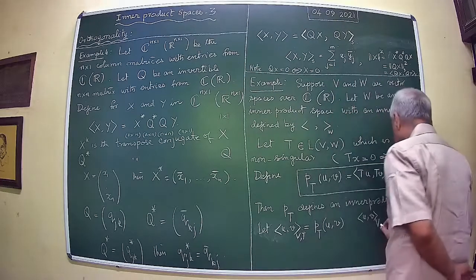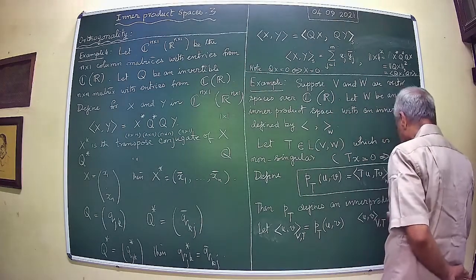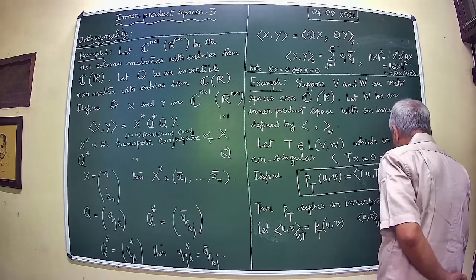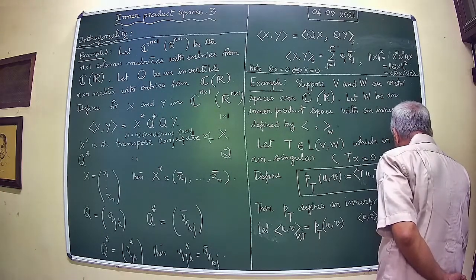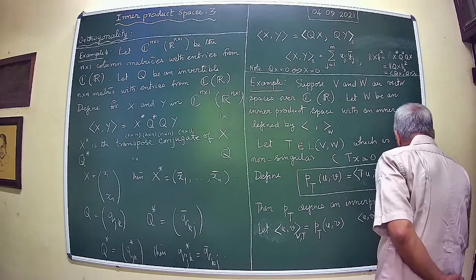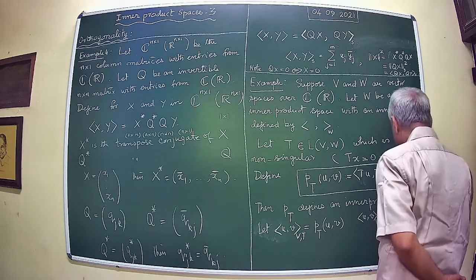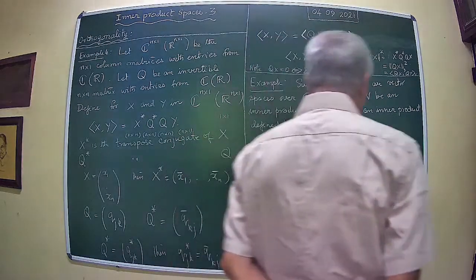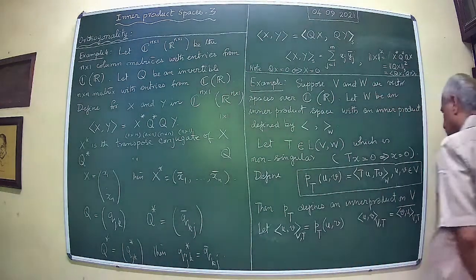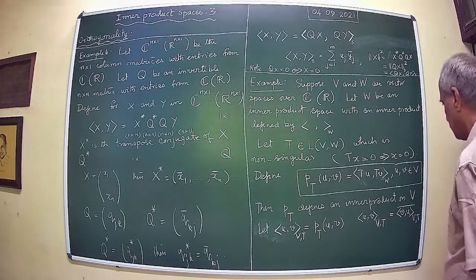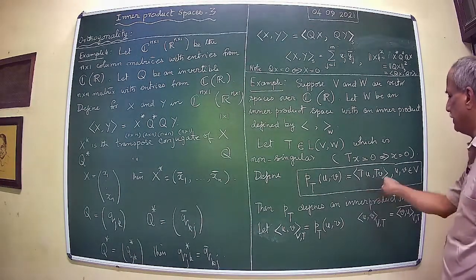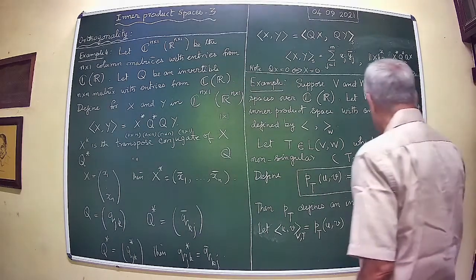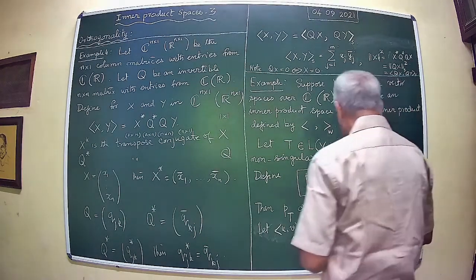Okay. This is equal to conjugate. That is quite easy to prove because you use the fact that this is an inner product. Convert this into that. So this is symmetric. That's the first thing.